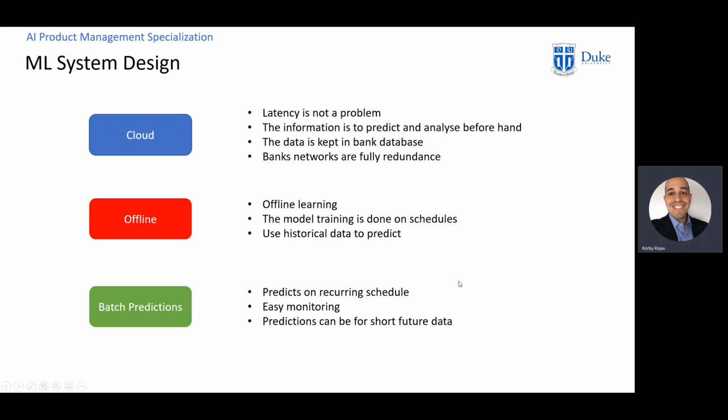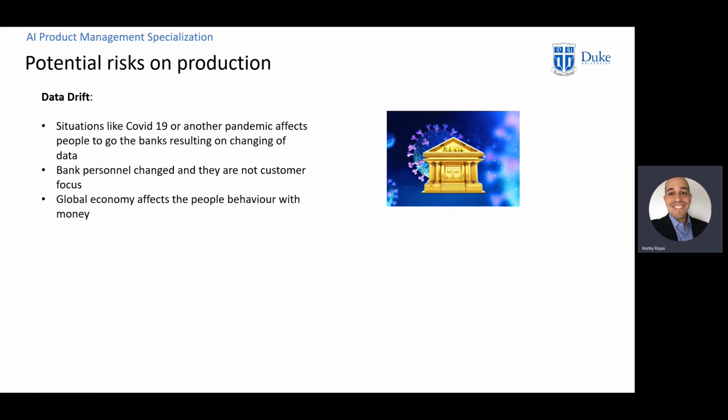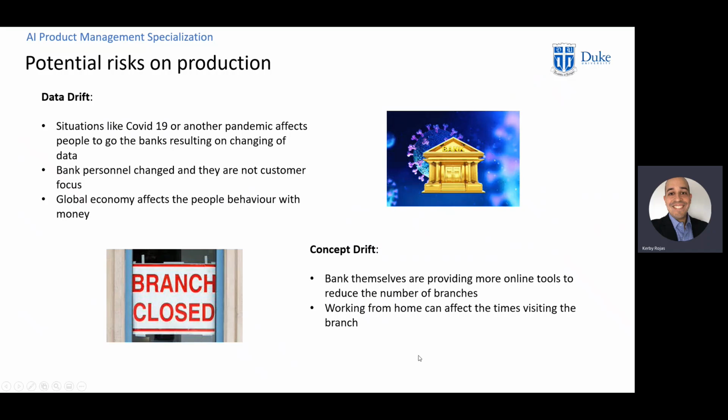Predictions can be for short-term future data. Potential risks in production: I found data drift, for example situations like COVID-19 or another pandemic that affect people going to the bank, resulting in changing data. Bank personnel changing, and maybe the new bank personnel are not customer focused, and the global economy affecting people's behavior with money. If something is happening there, people go more to the bank or less. In terms of concept drift, banks themselves are providing more online tools at the moment, so reducing the number of branches. Actually, I think here in Australia many branches have been closed because of that, and working from home can affect the times people visit the branch. They said now people could go anytime, they organize their own time.